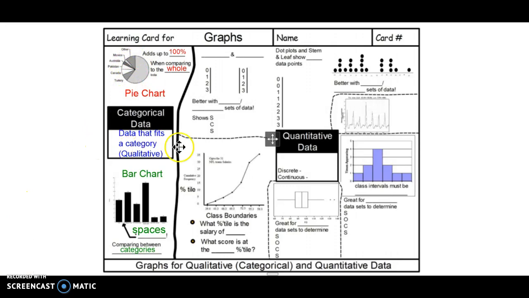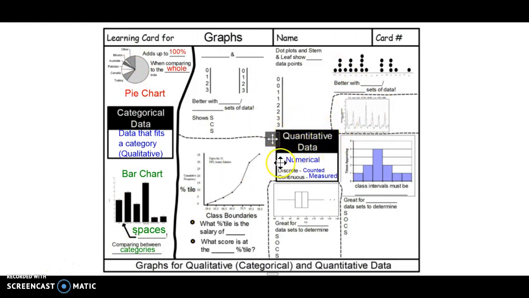Before we move on to quantitative data, I want to talk a little bit more about categorical data and the different graphical displays. We don't have enough room on our learning card, but you could make a segmented bar chart as well, and you could also make a side-by-side bar chart out of categorical data. But you cannot make a pie chart or any of those types of bar charts out of quantitative data. So keep that in mind. These are two separate types of data, so they have a different set of graphs and charts that you can create from them.